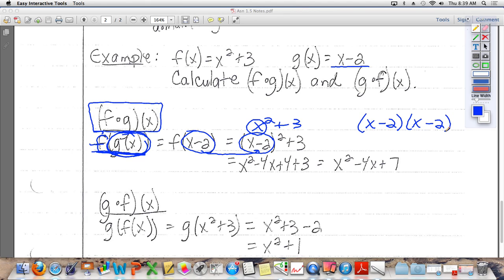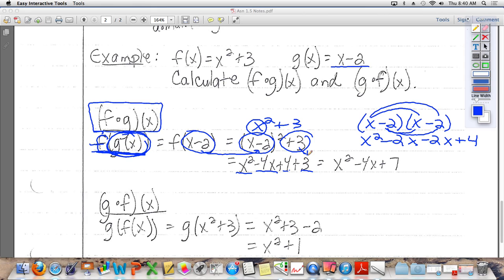You need to multiply that. FOIL it. So you're going to do x times x, which is x squared. And then you're going to do x times negative 2, which is negative 2x. And then you're going to do negative 2 times x, which is negative 2x. And then you're going to do negative 2 times negative 2, which is positive 4. Well, when you collect like terms there, you're going to end up with x squared minus 4x plus 4 plus the 3 at the end. Don't forget about that 3 at the end. That gives you x squared minus 4x, add the 4 and the 3 together, that gives you 7.